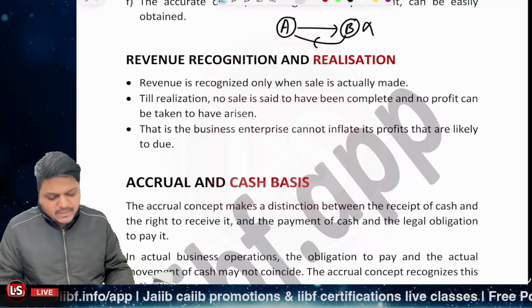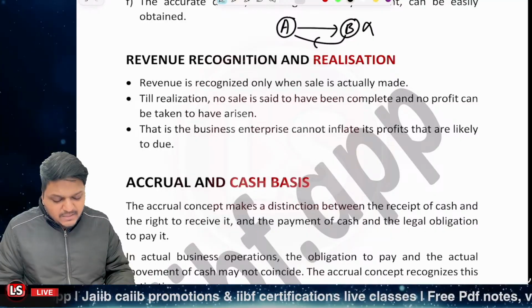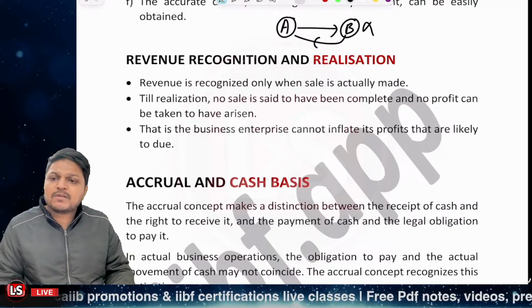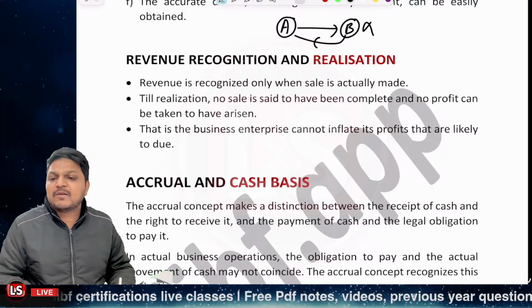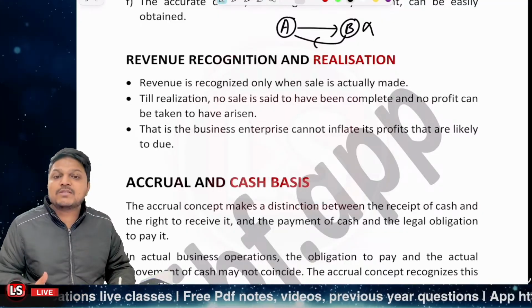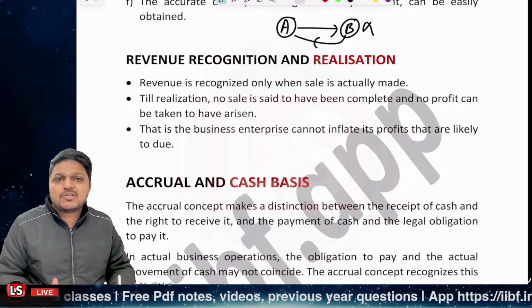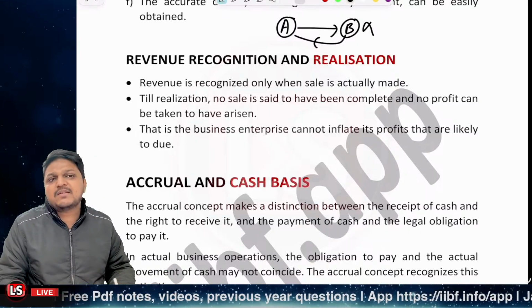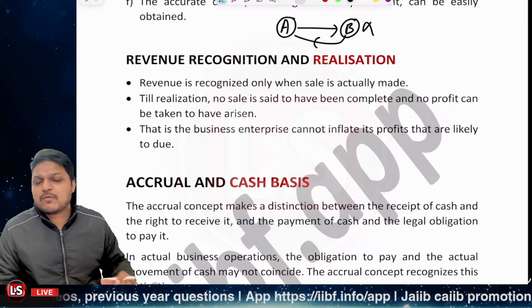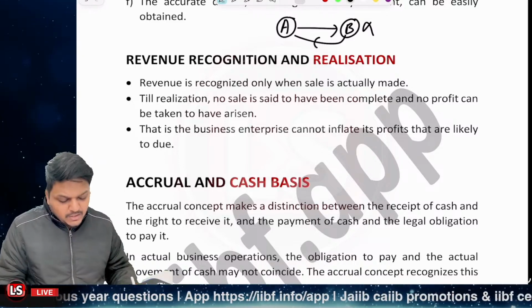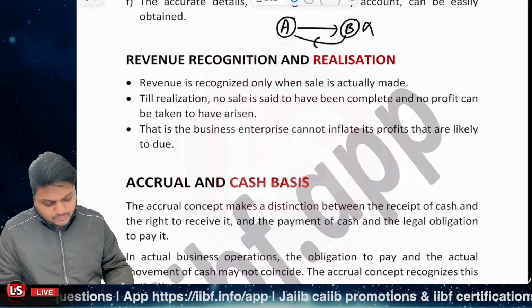Let's say when B has completed the delivery and B has the right of recovery from person A, then we can say, yes, it has been realized. You can recognize the revenue. Till realization, you cannot say that the sale is completed, and further you cannot take the profits into account. It cannot be done. Let's take the case from the banking point of view.